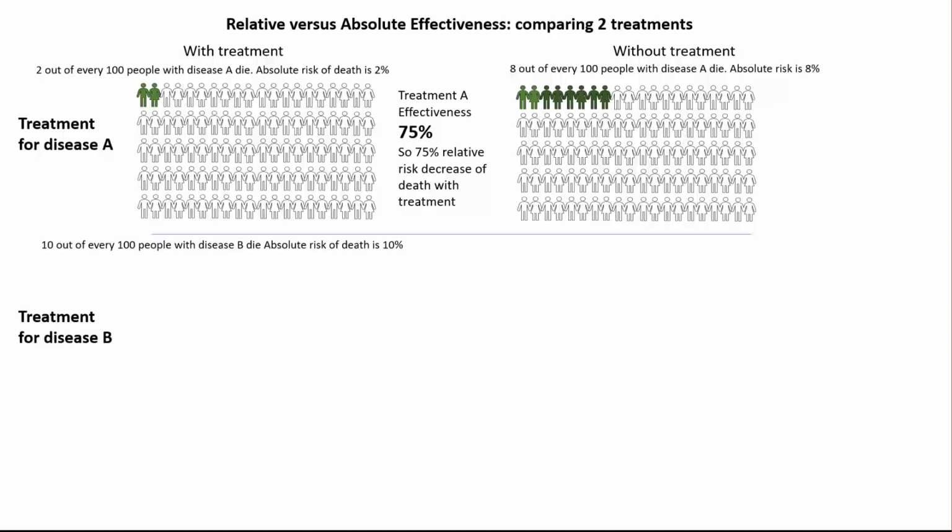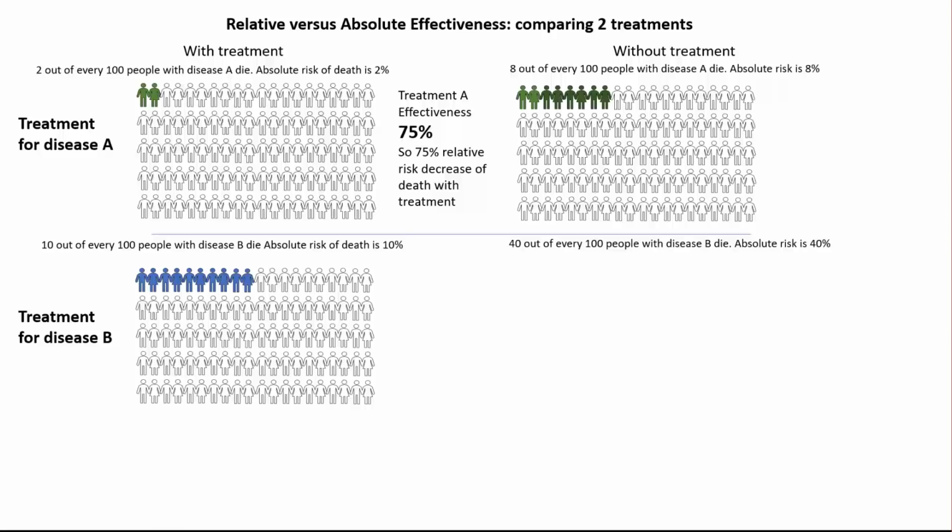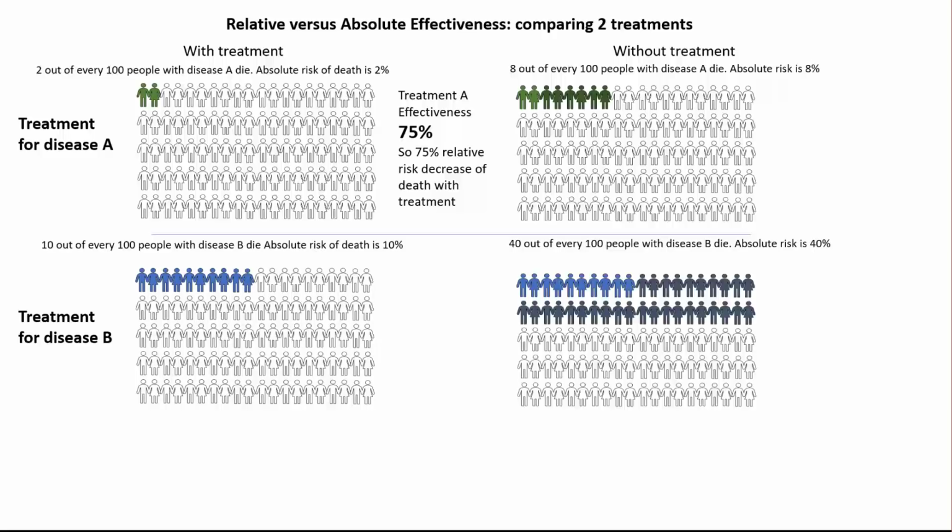But suppose that 10 out of every 100 people with disease B die, so the absolute risk of death there is 10%, a lot more of those, and that without treatment, 40 out of every 100 people with disease B die. So the absolute risk there is 40%. Now, interestingly again, treatment B effectiveness is 75% because 1 minus 10 out of 40 is 0.75, times 100 is 75%. It's exactly the same.